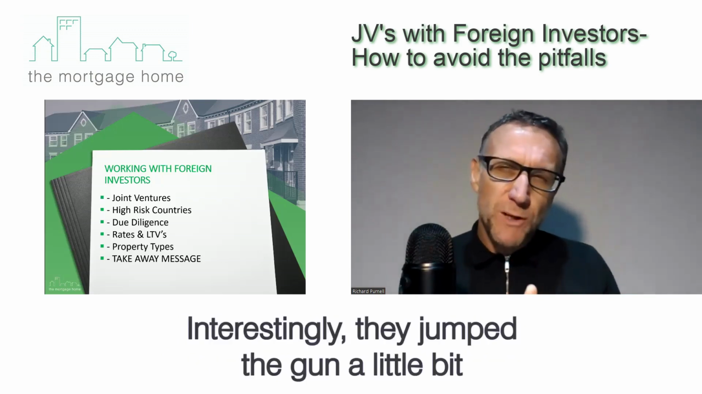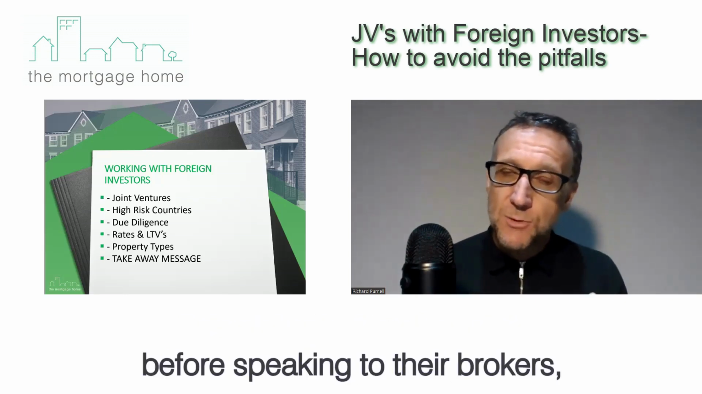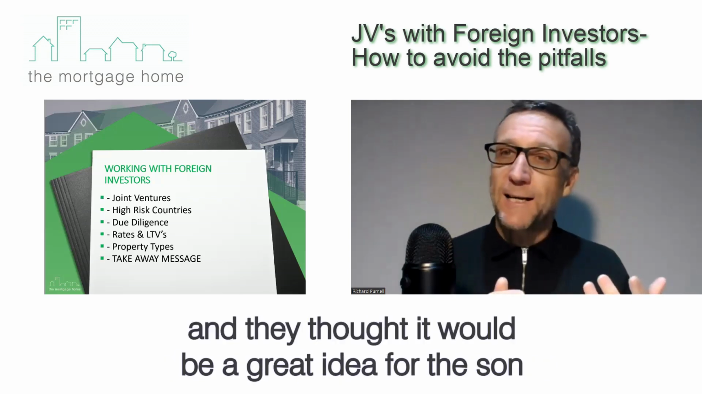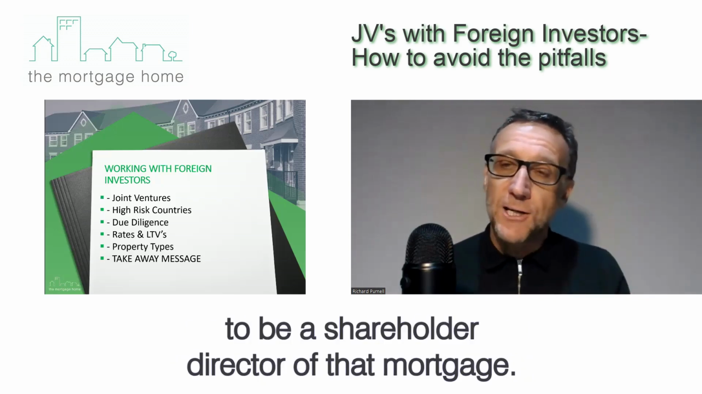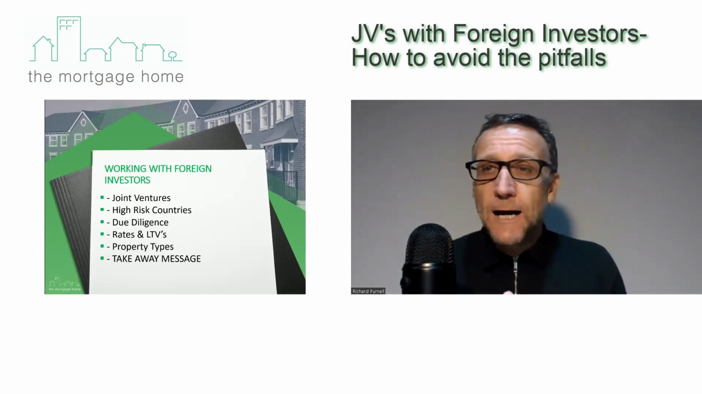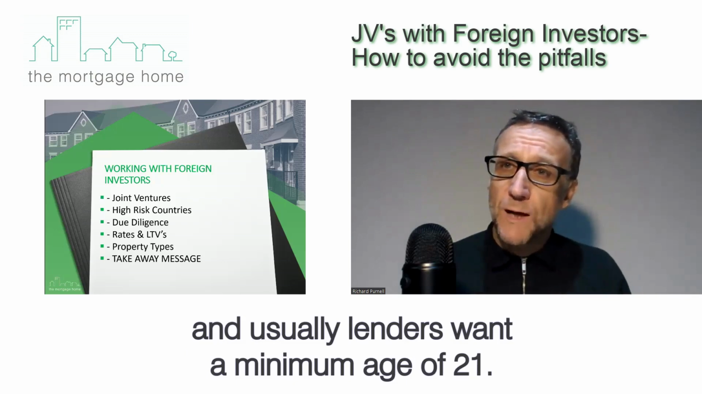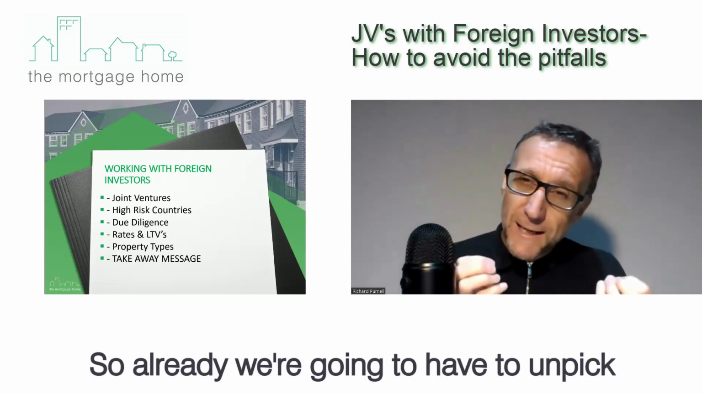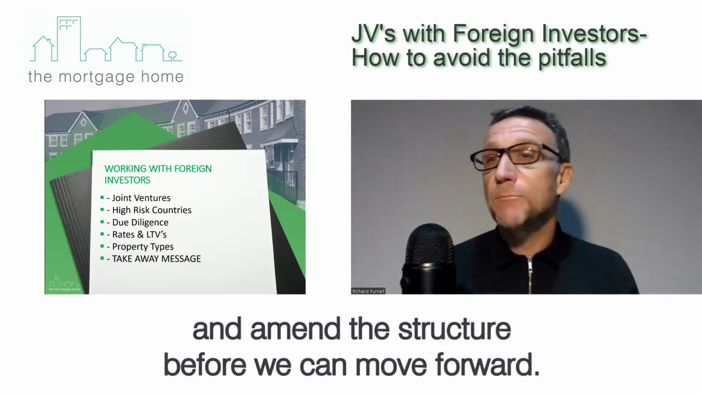Interestingly, they jumped the gun a little bit, and they'd already set up a limited company before speaking to the brokers. And they thought it would be a great idea for the son of the person in Hong Kong to be a shareholder director of that company. Now, that son is 18 years old, and usually lenders want a minimum age of 21. So already we're going to have to unpick and amend the structure before we can move forward.